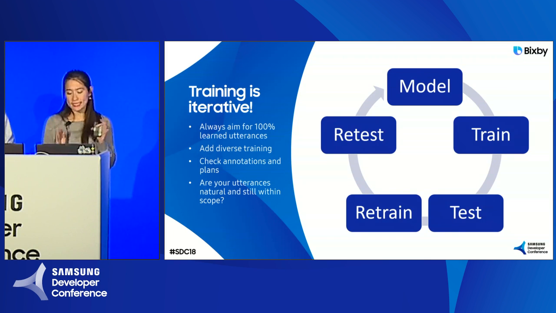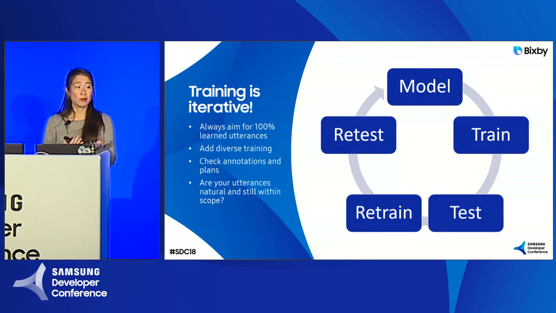So in summary, let's just keep an eye out for any not learned training examples and also any unexpected Bixby responses to learned examples. So when we train, we'll test, we'll retrain, we'll retest again. And then what do we do at this retrain stage? We would reassess the current annotations like we just did in that legal plan example. But we would also be adding diverse training examples.